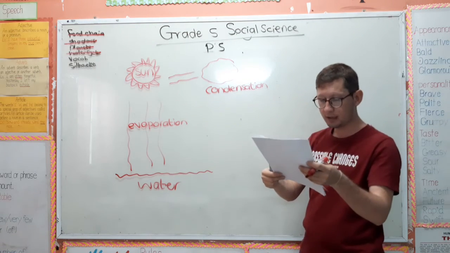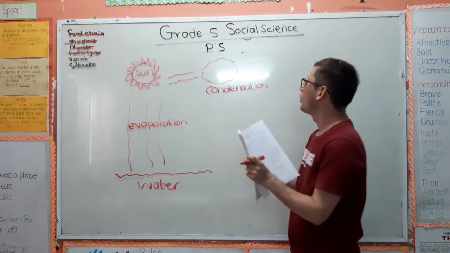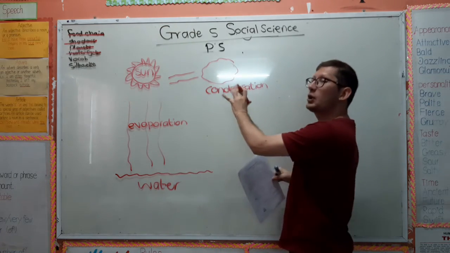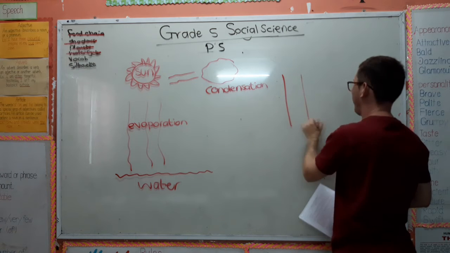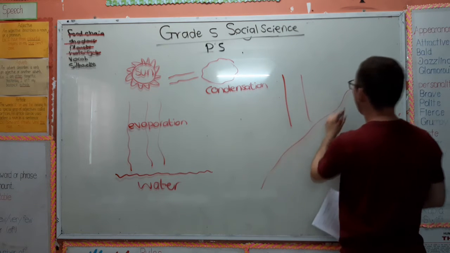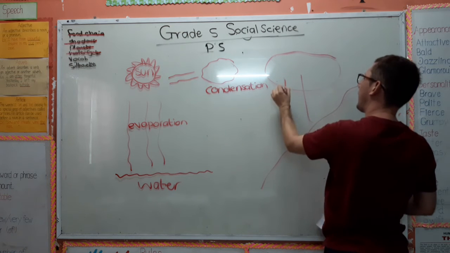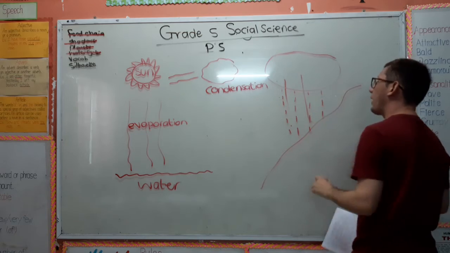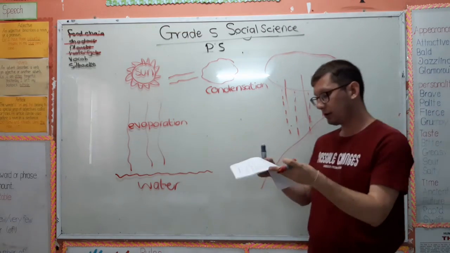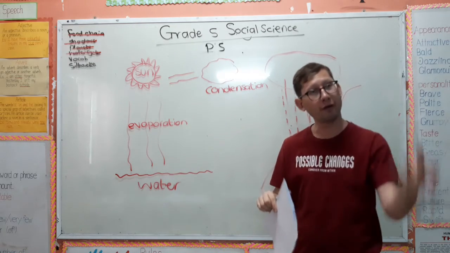Okay? It becomes clouds. And then when the clouds are getting too heavy, it goes down onto earth, okay? So it goes down, it rains, okay? So we have a lot of clouds and it rains. It rains, and that is called precipitation. So it's water droplets falling from the sky.